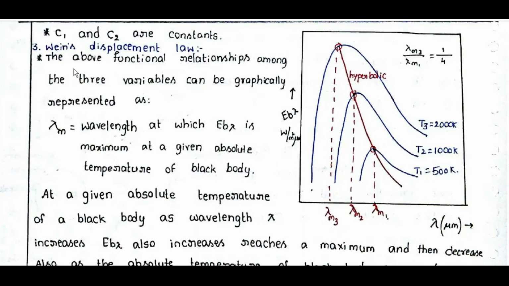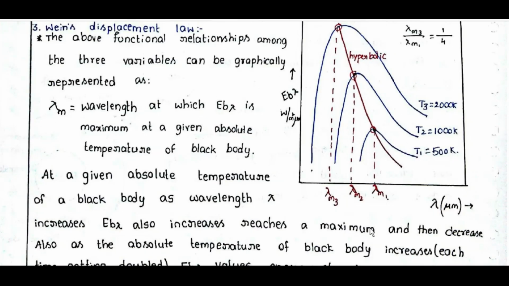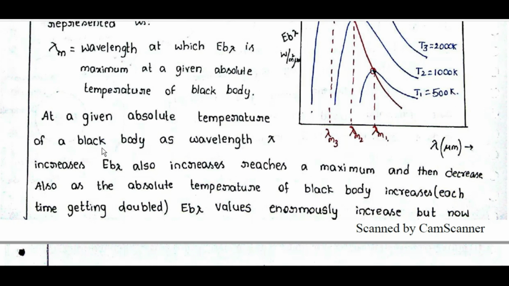Wien's displacement law. The above functional relationships among the three variables can be graphically represented as lambda m, wavelength at which EB lambda is maximum at a given absolute temperature of black body. Lambda m3 by lambda m1 is equal to 1 by 4 hyperbolic. If you join the peaks, it will move in this direction as temperature increases.